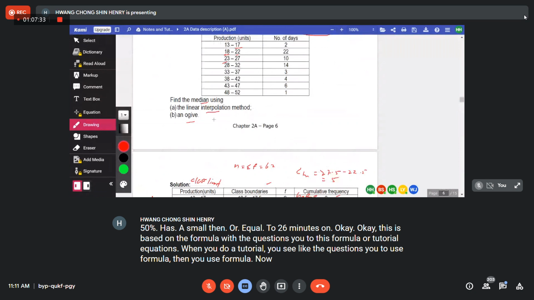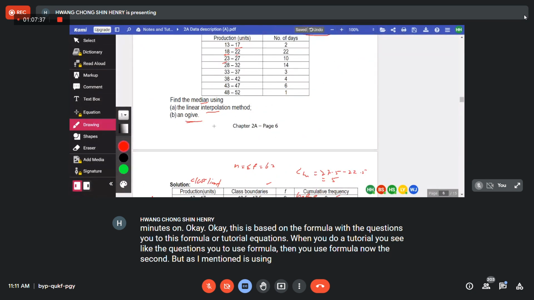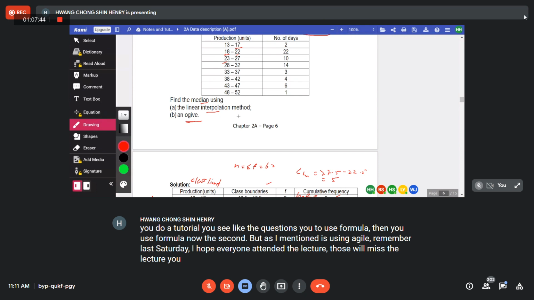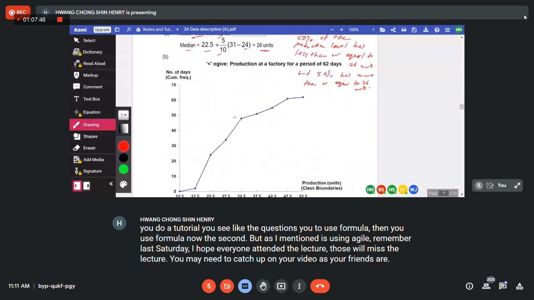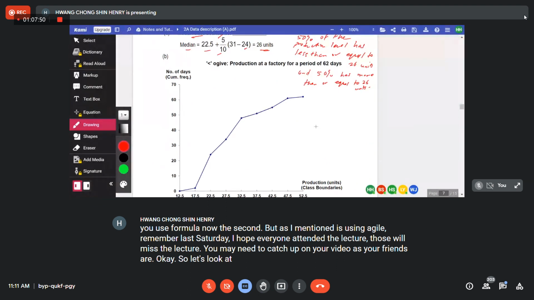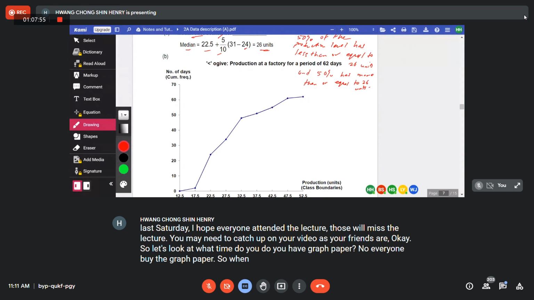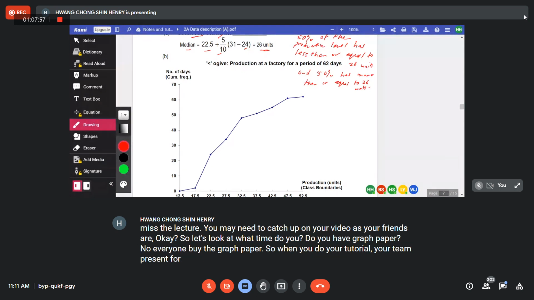Now, the second method, as I mentioned, is using Ogive. Remember last Saturday, I hope everyone attended the lecture. Those of you who missed the lecture, you may need to catch up, or watch the video or ask your friends. Okay, so let's look at Ogive. Do you have graph paper now? I hope everyone bought the graph paper, so when you do your tutorial, you can present to your tutors.